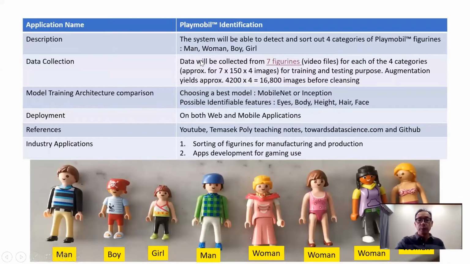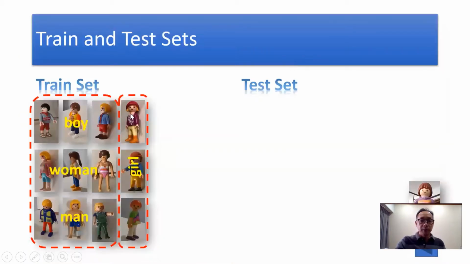So the data will be collected from 7 figurines. What do I mean by 7 figurines? Let's just take a look at the 7 figurines. One will be the full body image. If you look at this, it is 1, 2, 3. So 3 images of a full body Playmobil, across 4 categories: boy, woman, man, and girl.